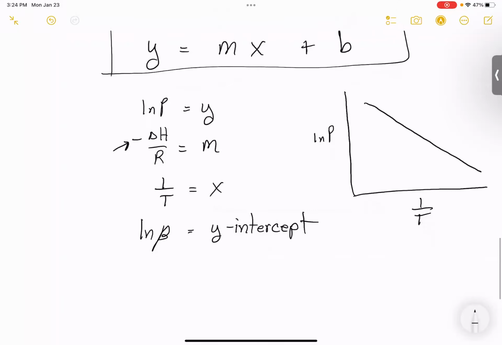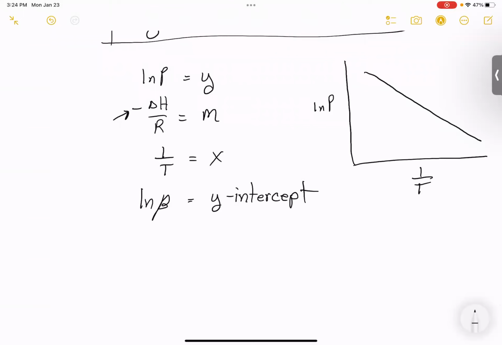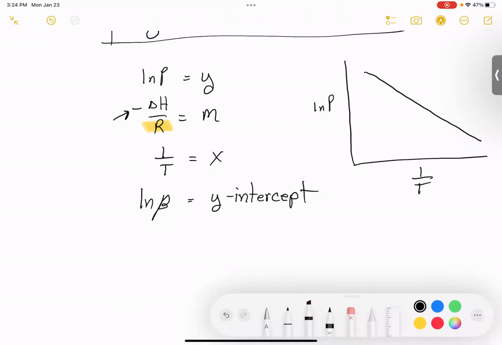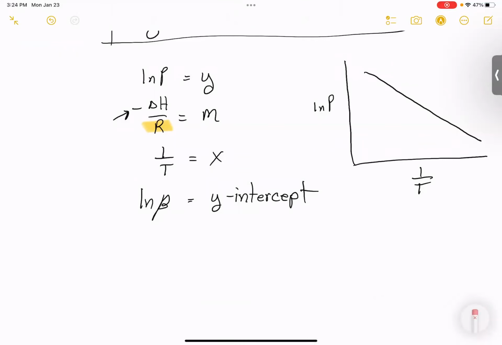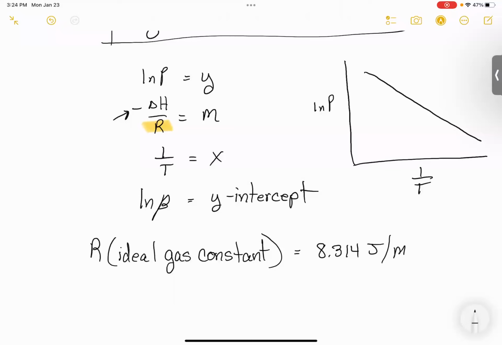First of all, before I get into a problem, I do want to explain one other thing, and that is R. R, folks, is another ideal gas constant. But it is a specific ideal gas constant, because it's the one that deals with energy in specific. So this R is 8.314 joules per mole Kelvin.